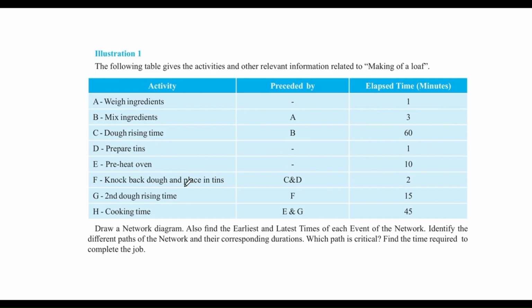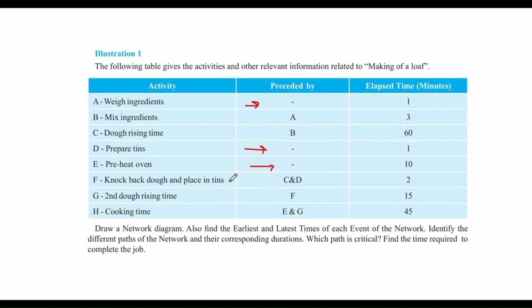So find the starting activity. Now look at the predecessor column. Activities A, D and E have no predecessor. That means these three activities start directly from the start event, which is node 1.